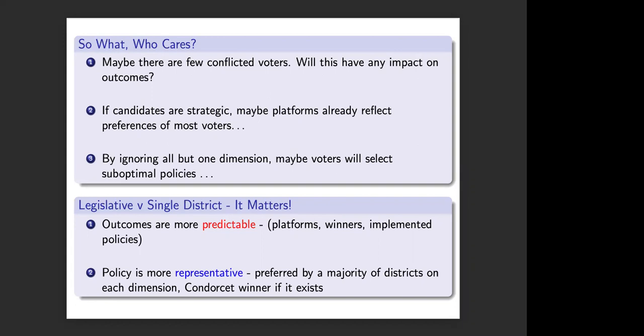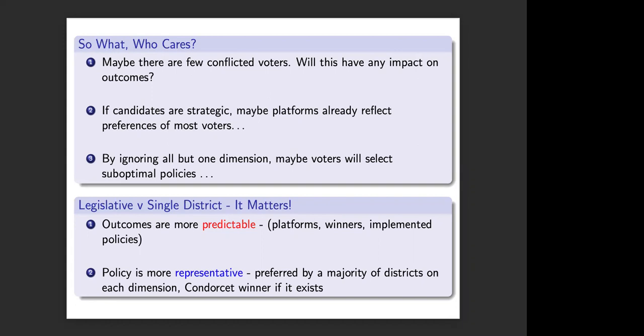That is, the final outcome that's implemented is preferred by a majority of districts on each dimension. Right? And a Condorcet winner will win if it exists. These might seem like very basic properties of any voting rule, but as it turns out, they're not satisfied for a single district. In a single district, you can have plenty of bad outcomes and non-welfare maximizing outcomes happen. And what I show is that by, in some sense, complicating the game more by moving it into a legislative election, you end up with more representative policies.